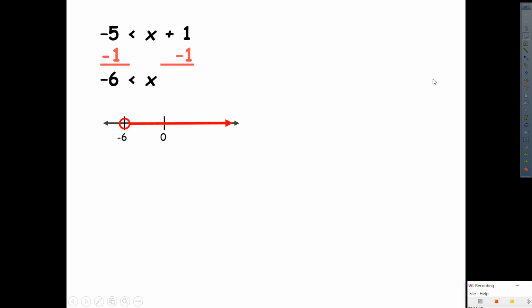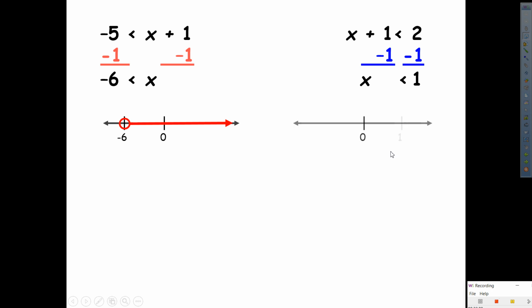All right. Let's do another one. Look at this one. Writing utensils down, look up to the screen. Once again, what do I do here? Subtract 1. We end up with x less than 1. This is my dividing point. Once again, 0. There's 1. Okay. So I'm going to check with 2. Is 2 less than 1? No, I'm not going to shade that way because 2 didn't work. So I'm going to shade with an open point to the left.